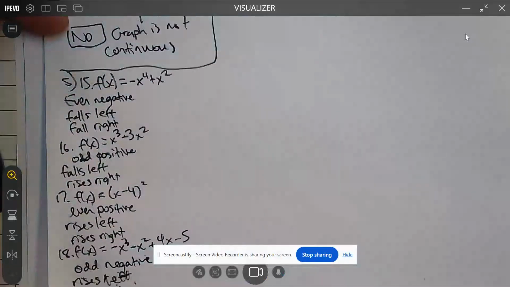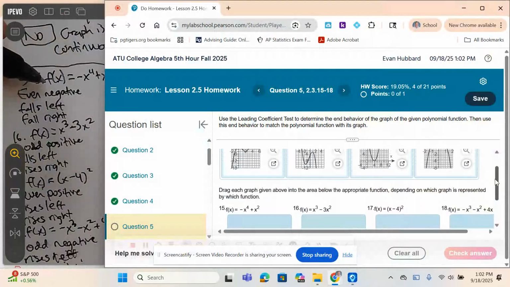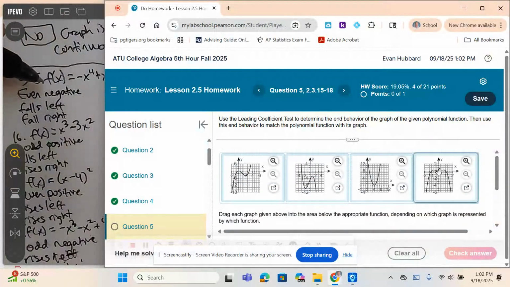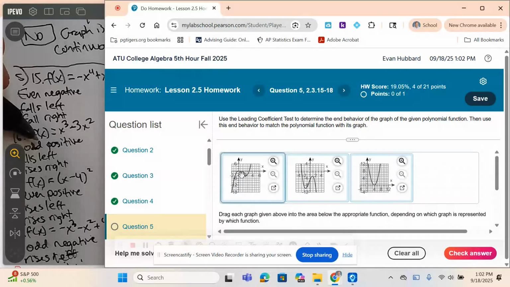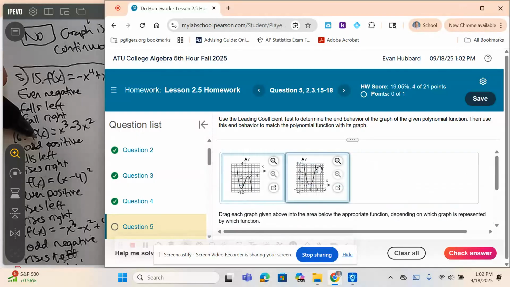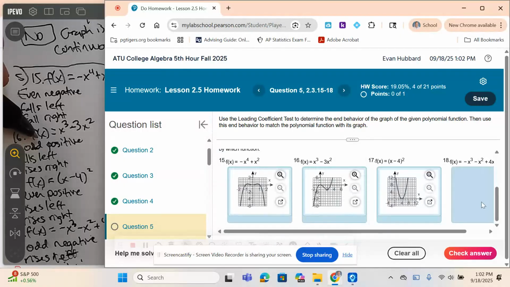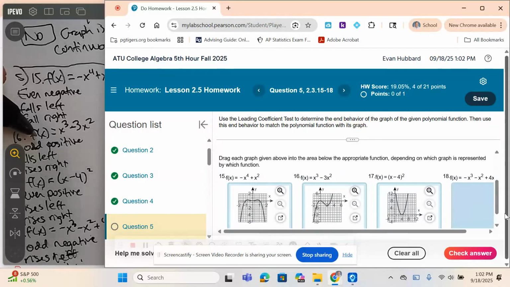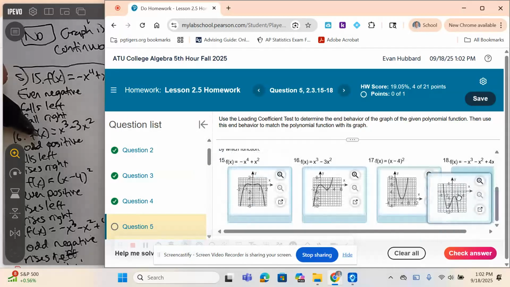So now the first one needs to fall left and fall right. So it needs to be going down both ways. That's this one. It's going down the left and down the right. This next one falls left. It's going down the left, but up on the right. So that's right there. This next one is going up, left and right. So it's right there. It rises left and rises right. And the last one rises left and falls right.